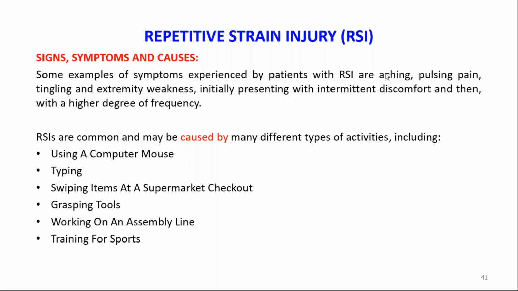So if the aching problem is there, if pulsing pain is there, if tingling or some weakness you're going to feel, then there may be RSI issues. And if it is on a continuous basis, then there may be a higher frequency of this discomfort. This may be caused by using a computer mouse, typing, swiping items at supermarket checkouts, grasping tools, working on an assembly line, training for sports. So these are the various causes which may cause an RSI.